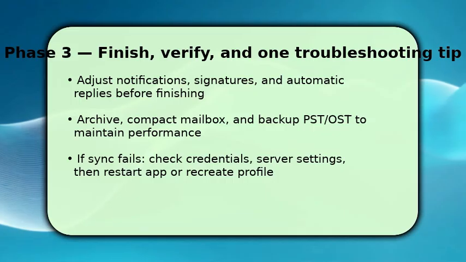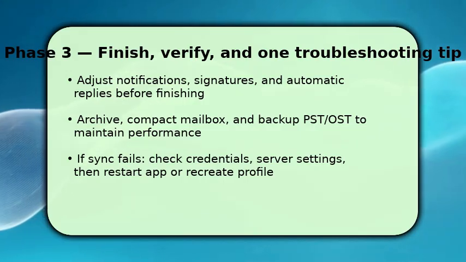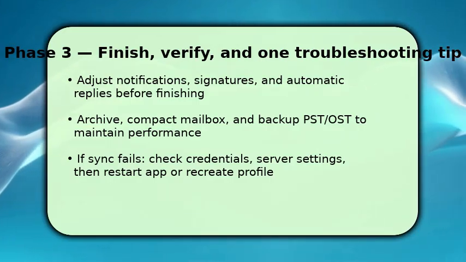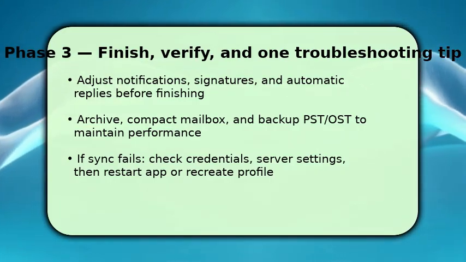If things go wrong, first verify your credentials and server settings. Once done, restart Outlook. If sync still fails, recreate the account profile. This often clears corrupted settings. Keep these closing steps routine so Outlook stays reliable, and you avoid repeated problems.